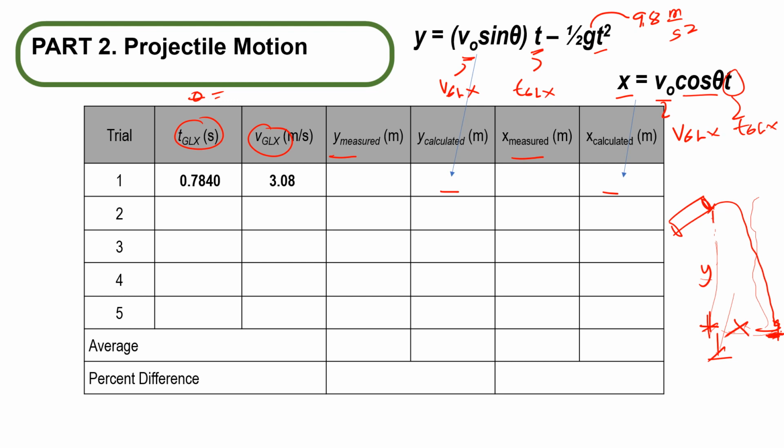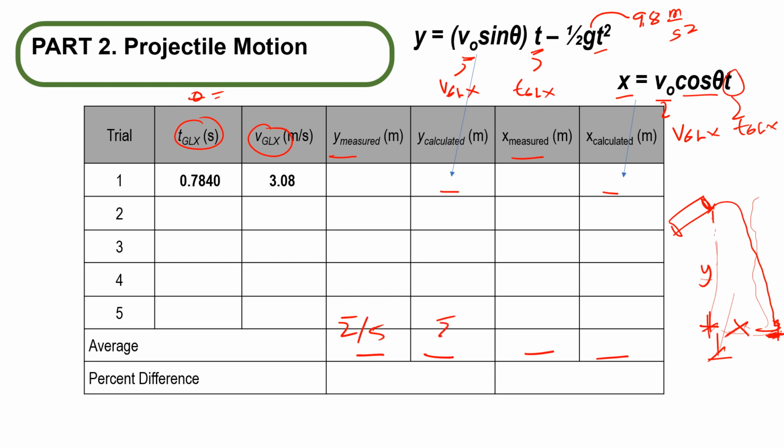So we need to perform this experiment in 5 trials. And then after that, we have to measure the y and also compute for the y calculated for all the trials. And then we have to compute for the average. To compute for the average, we just have to get the sum and then divide by 5.